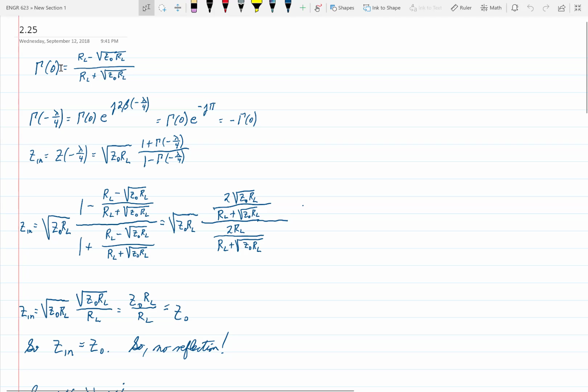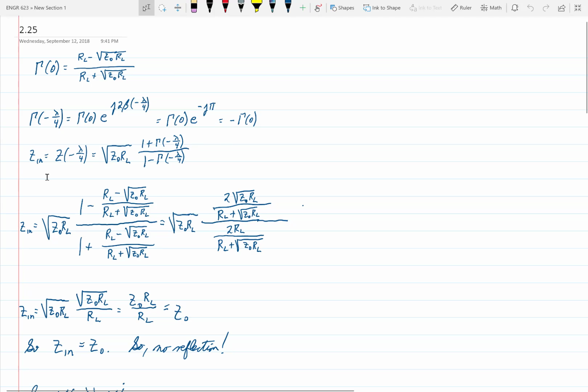Now for gamma at the input of the line, since the line is a quarter wavelength in length, that's gamma of negative lambda over 4, and using our standard formula, that's equal to gamma of 0 times e to the j2 beta times minus lambda over 4. Well, this exponent just becomes minus j pi, and e to the minus j pi is negative 1. So gamma of negative lambda over 4, the reflection coefficient at the input, is just the negative of the reflection coefficient at the load.